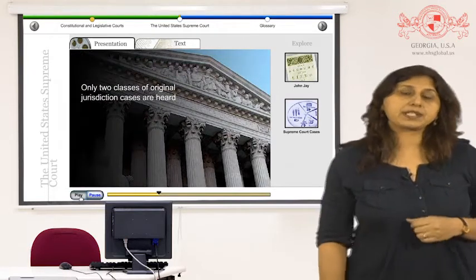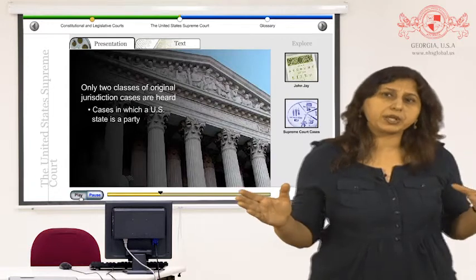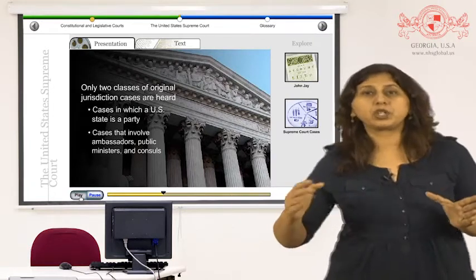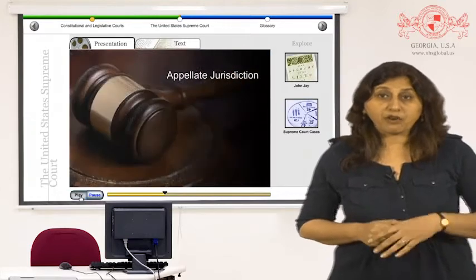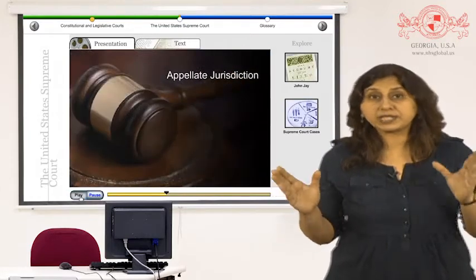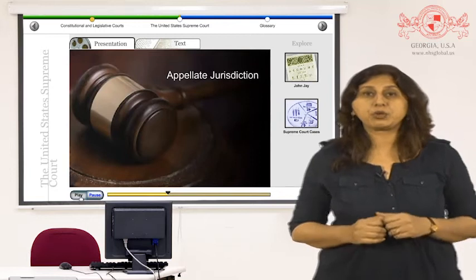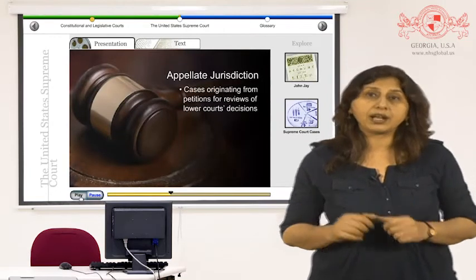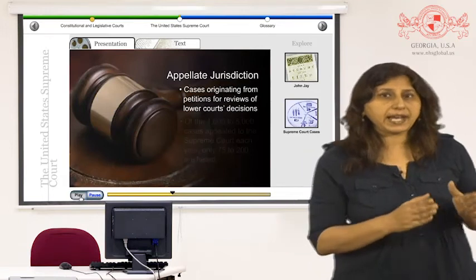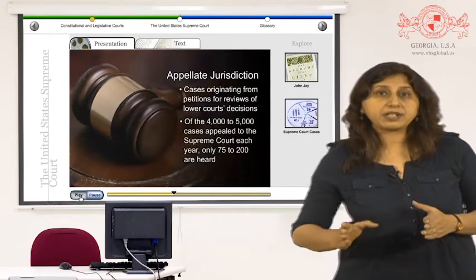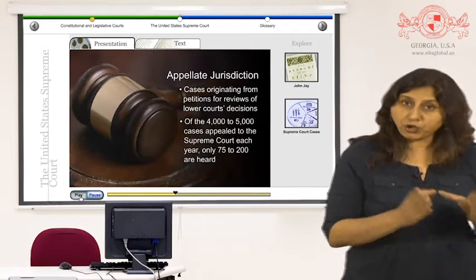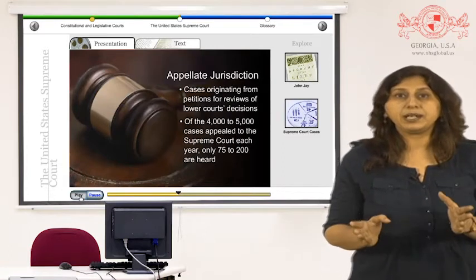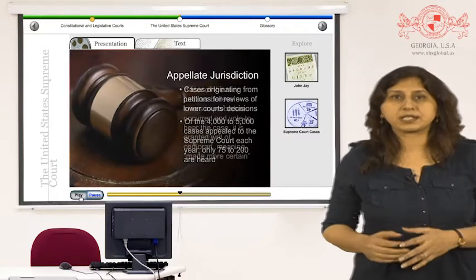Its appellate jurisdiction is exercised far more frequently, with cases originating from petitions for review of lower courts' decisions. Of the 4,000 to 5,000 cases appealed to the Supreme Court each year, only 75 to 200 are heard. If 4 of the 9 justices believe errors in procedure occurred and vote to hear the case, it is granted writ of certiorari, meaning made more certain.